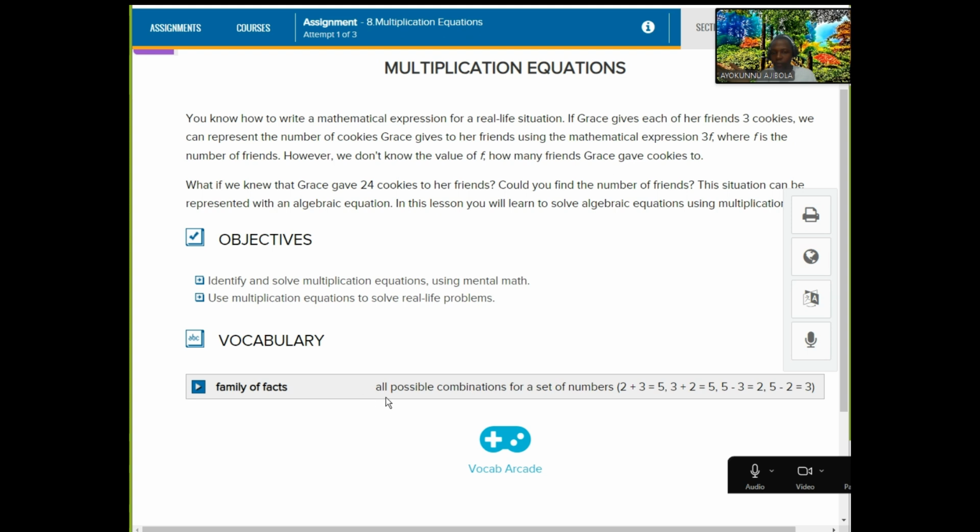Family of facts: we say all possible combinations for a set of numbers, like 2 plus 3 equals 5 and 3 plus 2 equals 5. Then 5 minus 3 equals 2 and 5 minus 2 equals 3. These are the family of all possible combinations for a set of numbers.